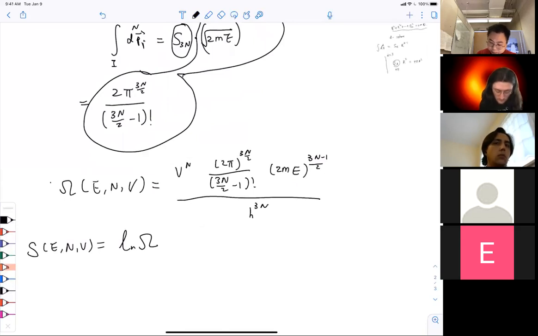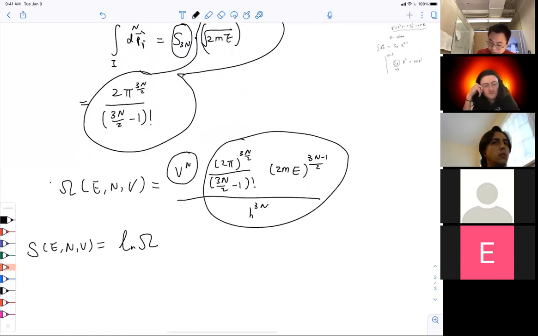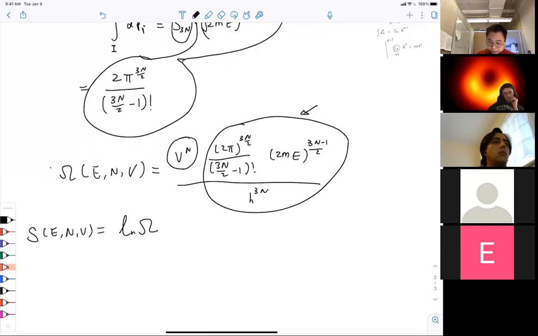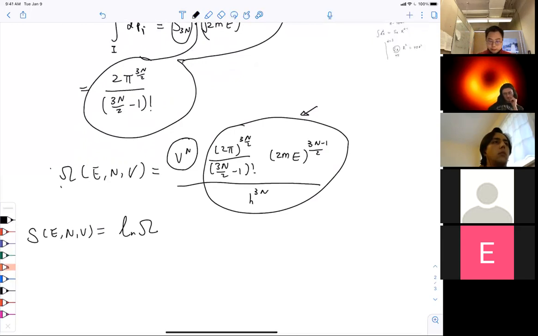So the log has two parts. One is this volume part. One is the momentum part. It's also clear that this volume part tells us the particles can occupy different positions in space. That would give us the entropy, right? And the momentum part tells us that for fixed positions of all the particles, the particles can have different momenta, and adding all the energy together, we get the total energy E. So physically, you can separate this into two parts: the position part and the momentum part.